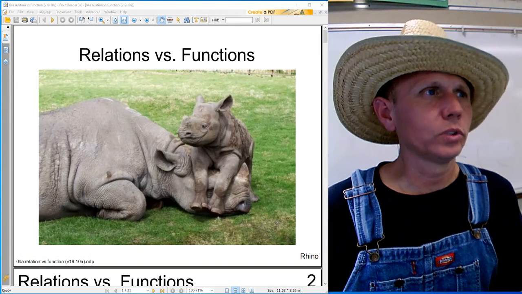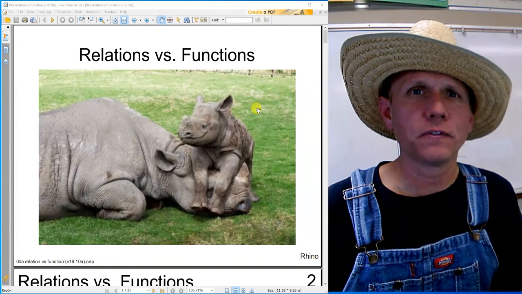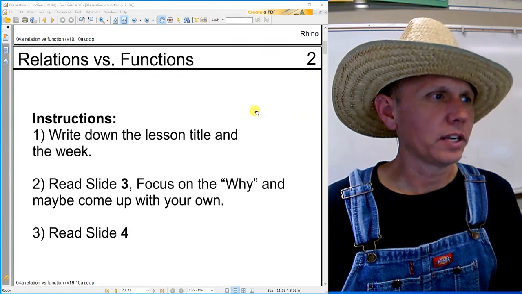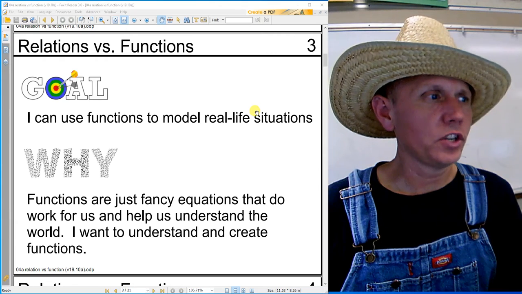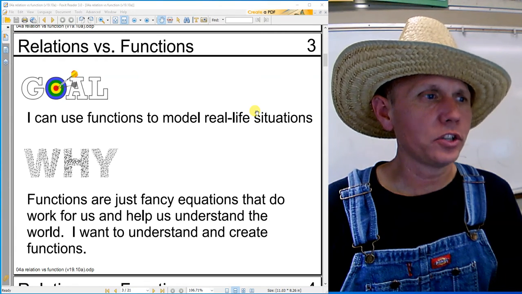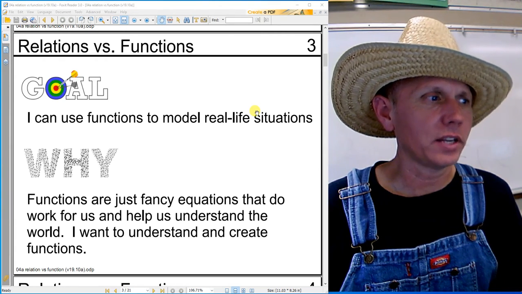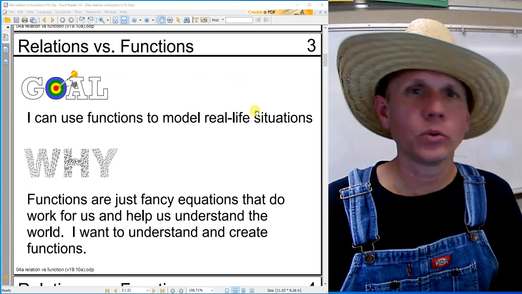Barr, and this is relations versus functions. So what do we got going on here? I can use functions to model real-life situations. Functions are just fancy equations that do work for us and help us understand the world. I want to understand and create functions.